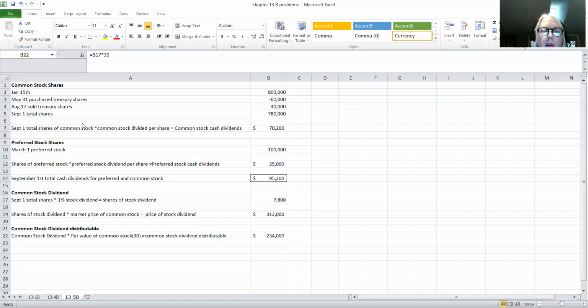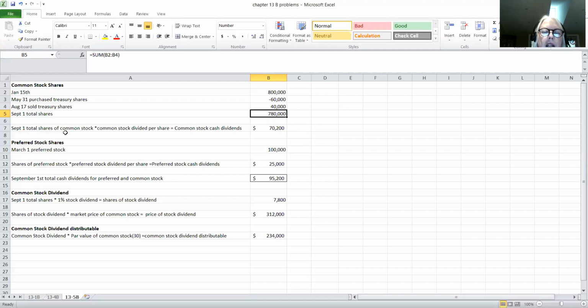So in order to determine the total shares, we have to combine the January 15th shares, the treasury stock that we bought back on May the 31st, and the amount that we sold of the treasury stock. We combine all three of these together to get 780,000. So 780,000 is the number of common shares that we have on hand at September the 1st that we can give dividends on.